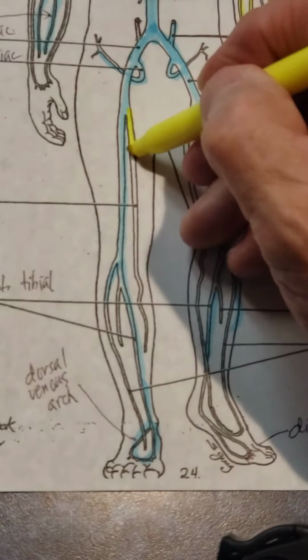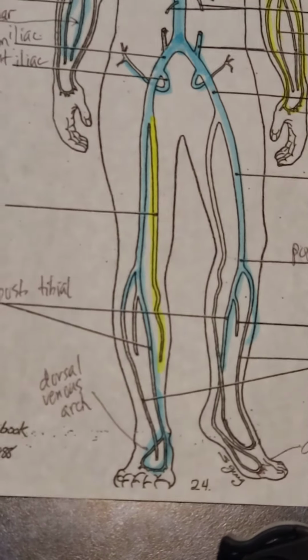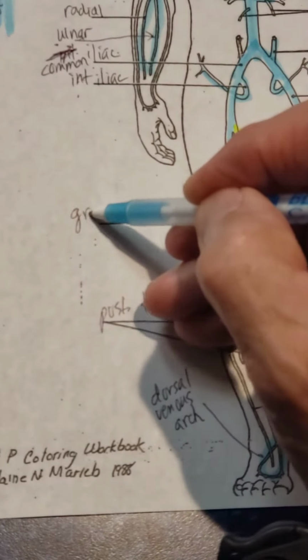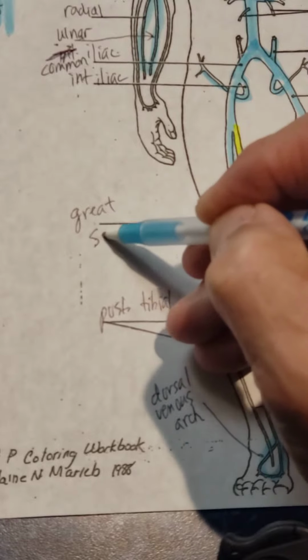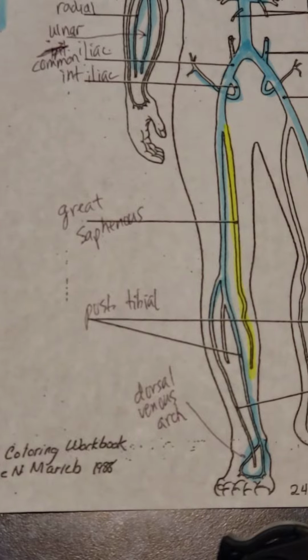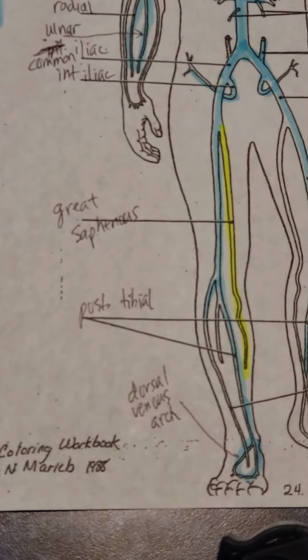Now we have a couple other blood vessels we have to cover. This one right here, we're using our yellow pen because this is a superficial vessel and it's actually the longest vein in the body. If you want to make a note of that, this is known as the great saphenous vein. When somebody has open heart surgery and they have a bypass done, oftentimes they will take the great saphenous vein and use that as the bypass vessel.